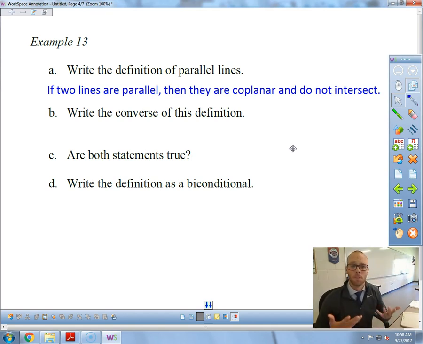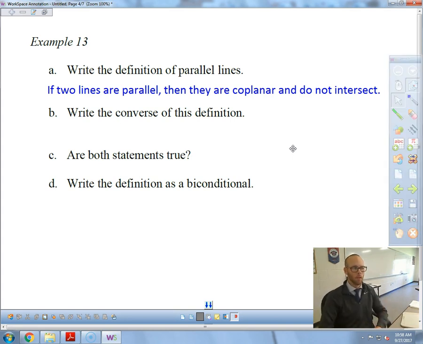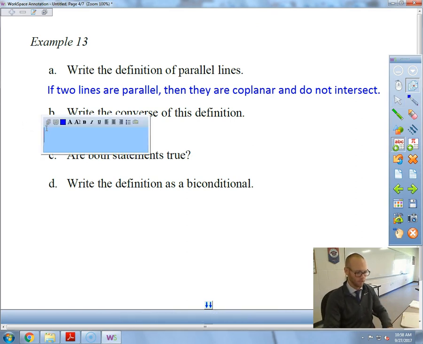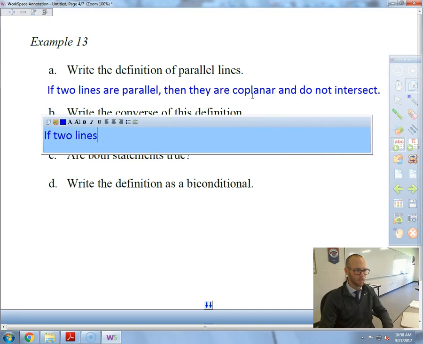All right, that's true. So now we go to the converse. We want to write a good definition. That's not a good enough definition. What's the converse? Take the if and then and switch it. If, I don't want to say they, I want to say what the they is. If two lines are coplanar and do not intersect, then they are parallel.